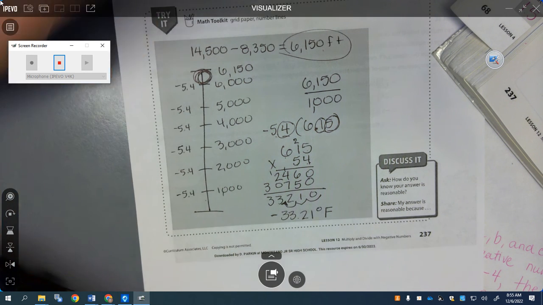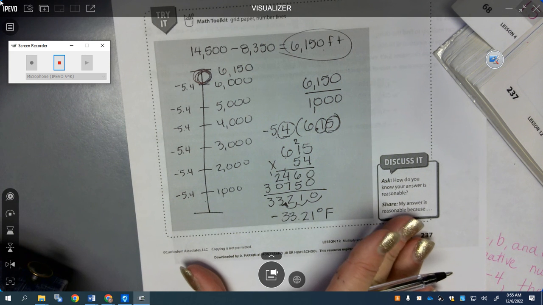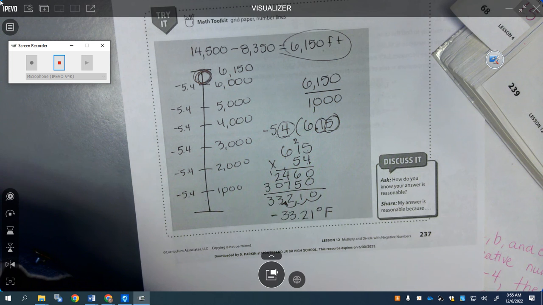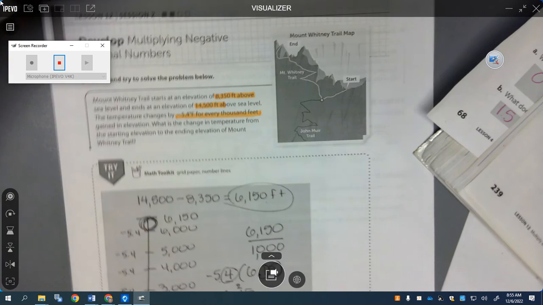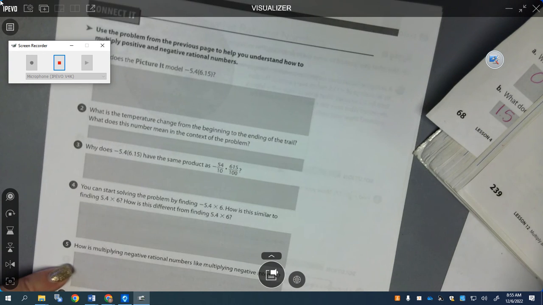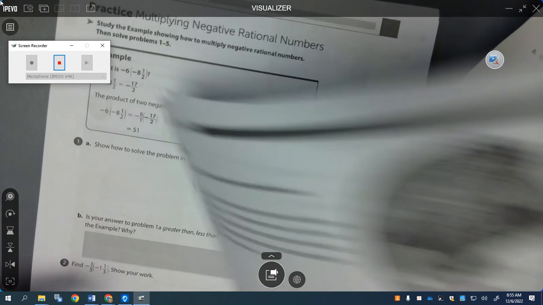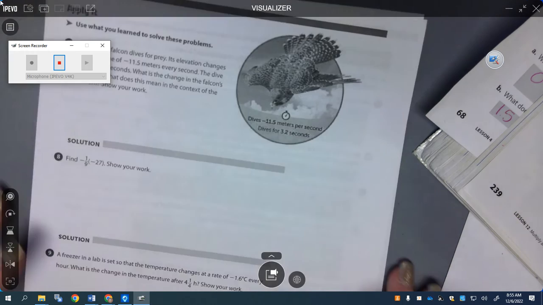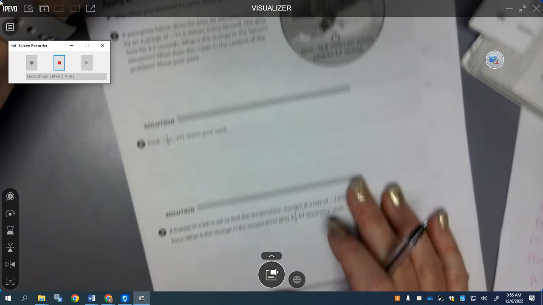Okay, moving on. Were you able to get that written down okay? Yes or no? All right, so here we go. Turn to page 240. Let's go through a couple of these.